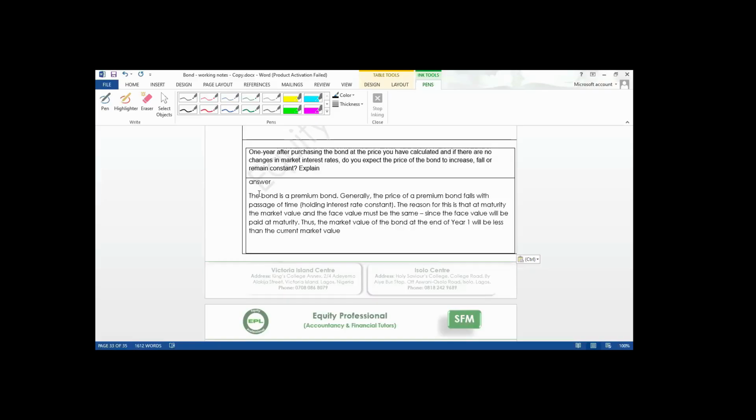Generally, the price of a premium bond falls with passage of time, holding interest rate constant. The reason for this is that at maturity, the market value and the face value must be the same. Since the face value will be paid at maturity, the market value of the bond at the end of year 1 will be less than the current market value.